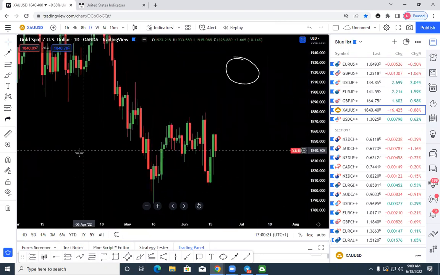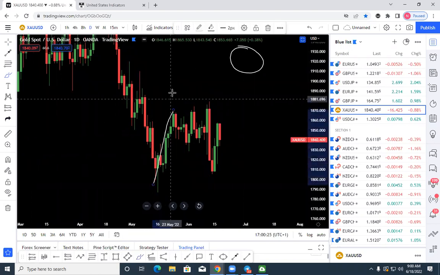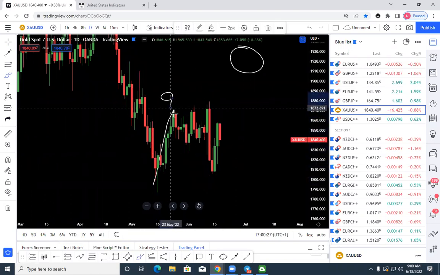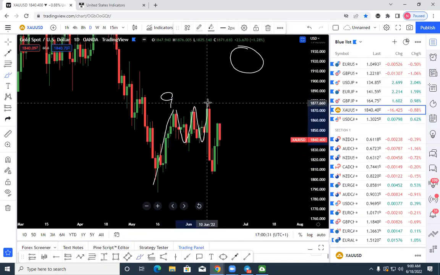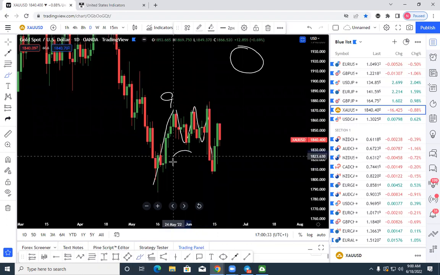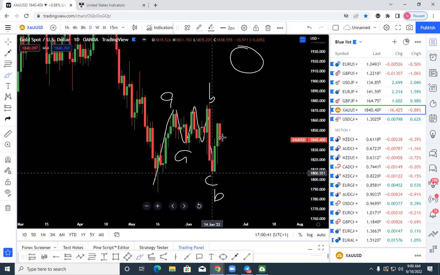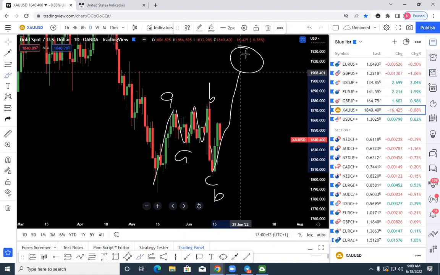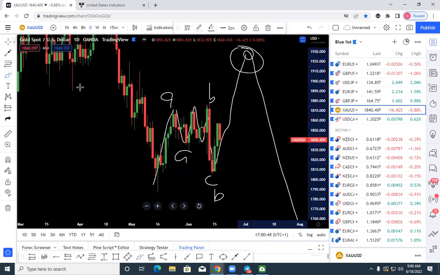this wave A here has already made an impulse. This part of the correction is wave A, and then one, two, three, and one. That is A, B, and C. That's wave B. This wave A, this wave B. Now we want this wave C to happen, to come to this top, where we'll look for a sell opportunity to the downside. Is that okay now?